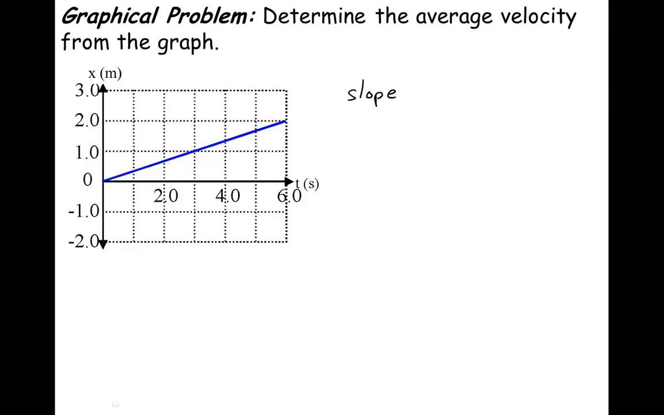So let's calculate this slope as the rise over the run. I'm going to look at from 0 seconds, that spot right there, to 6 seconds. So the rise there is a positive 2 meters, and the run is 6 seconds. So we get a value of about 0.3 meters per second.